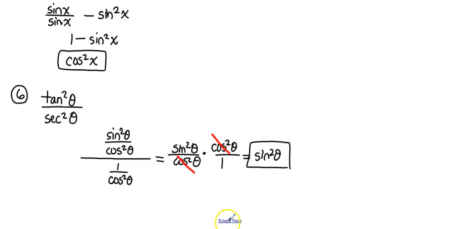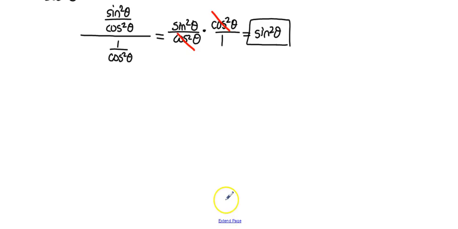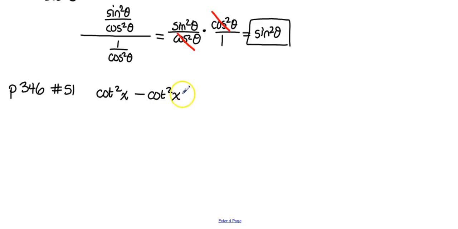We will be working out of a worksheet that's page 346 on the worksheet that you will get tomorrow. So I'm going to put page 346 as a reference for the odd examples we're about to work on. So this one is going to be page 346, number 51. And that example says cotangent squared minus cotangent squared of x times cosine squared.